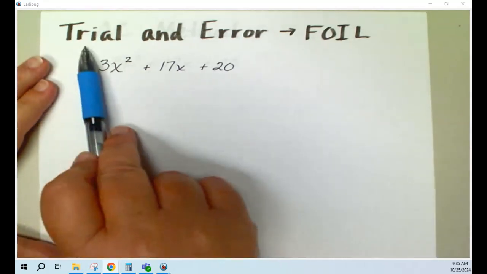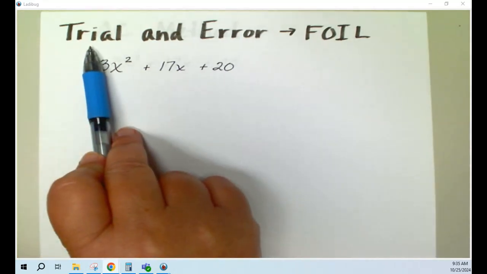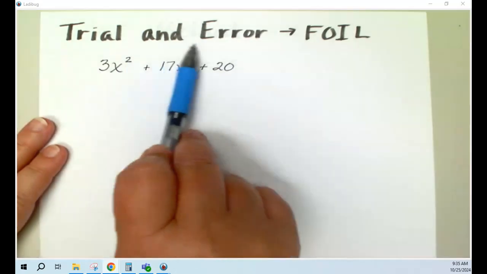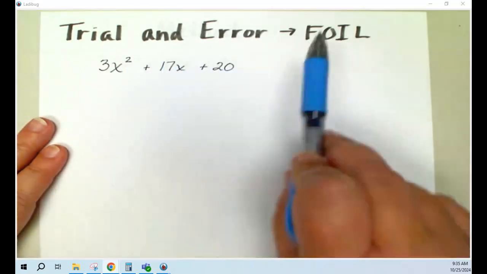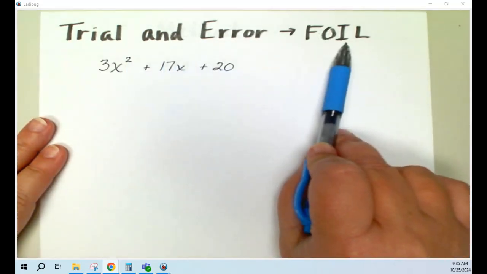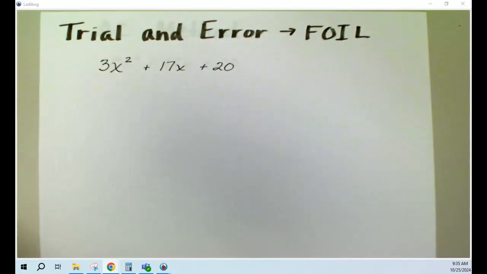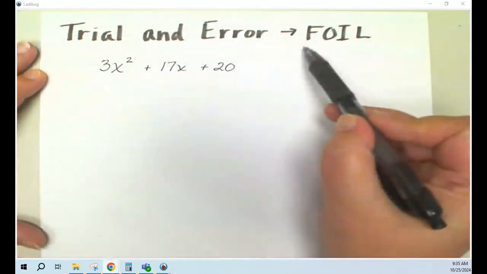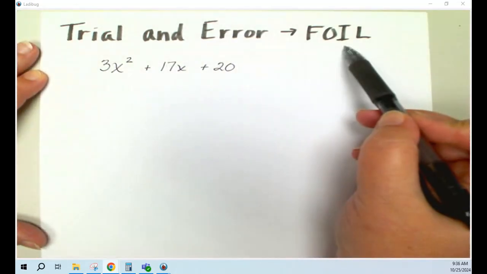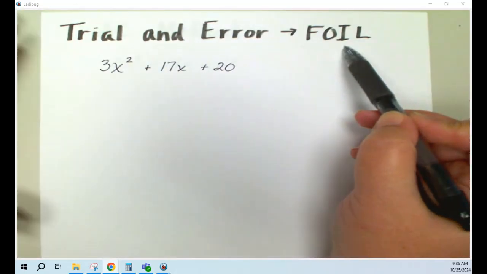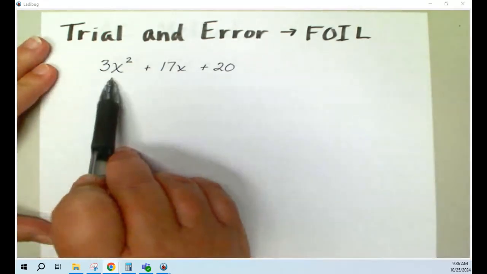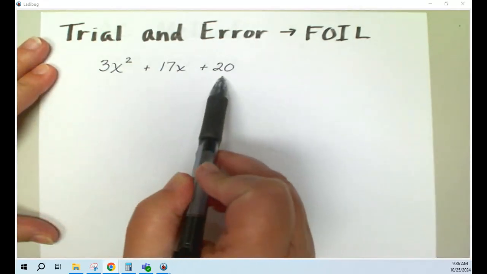And so the first method we're going to use is going to be very familiar to you, and it's kind of a trial and error process in which we're going to base it off of FOIL. Okay? So remember when we think about that FOIL method, FOIL was used to multiply binomials together. And normally our result was a trinomial like we have here.